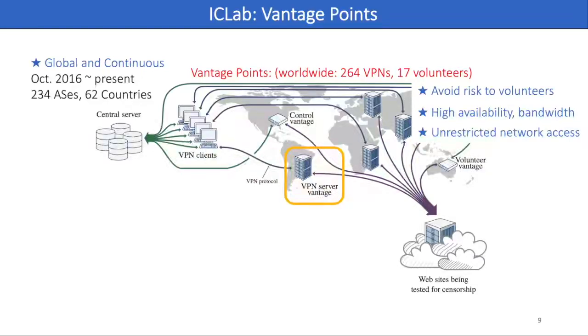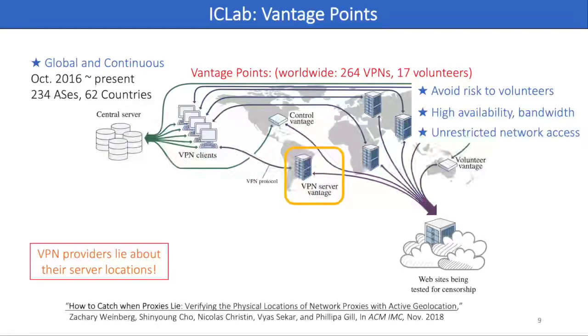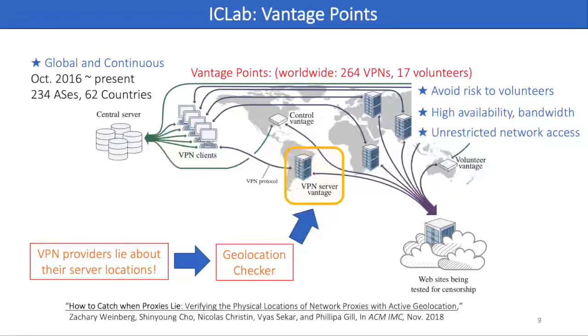But there is a limitation of using VPNs. As you know, some VPN providers lie about their server locations. Thus, before we use the VPN servers, we first validate their location with our geolocation checker. If you want to know about how we validate the server location in detail, please refer to our paper and our IMC paper in 2018.